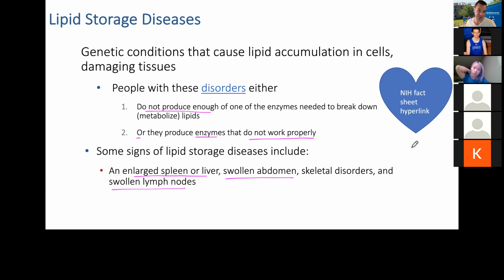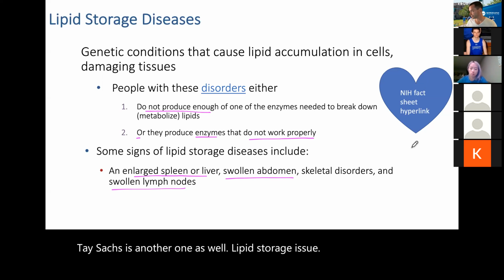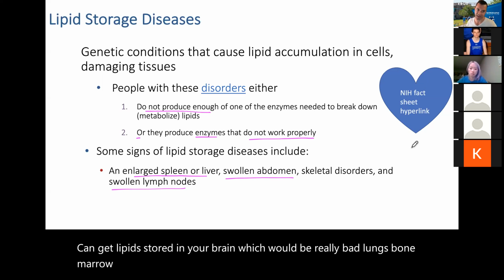Tay-Sachs is another lipid storage issue as well. You can get lipids stored in your brain, which would be really bad. Lungs, bone marrow. So there's a lot of nasty things that can happen with this.